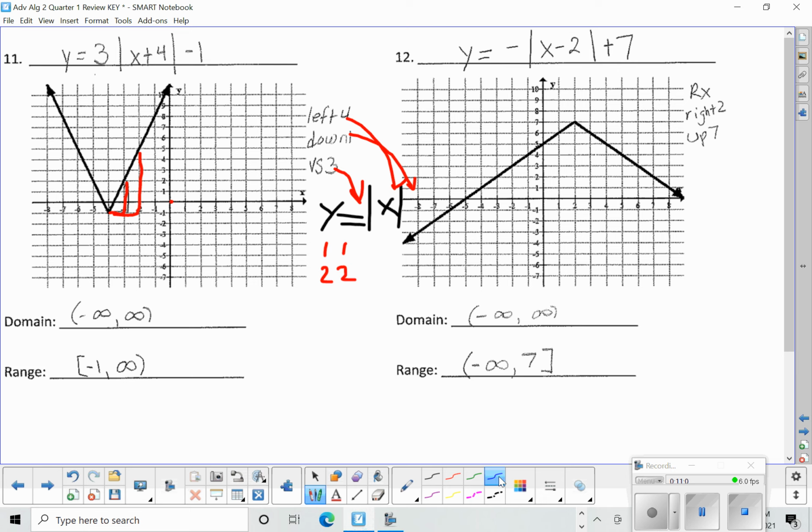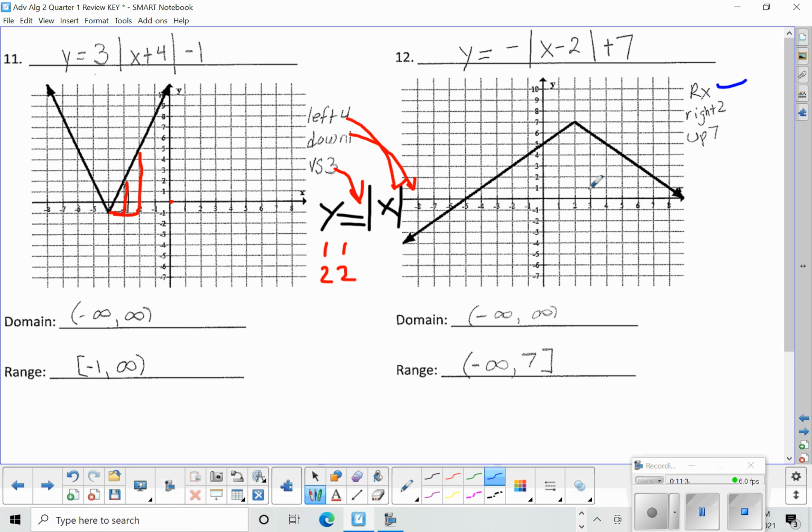Moving over to number 12. I notice that the graph is upside down, so there's my reflection over the x-axis. I also notice that it went to the right 2 and up 7. Right 2, up 7. Reflection over the x-axis is a negative on the outside. Right 2, my x lies to me, so that'll be minus 2 on the inside, x minus 2. And then up 7, I have plus 7 on the outside.